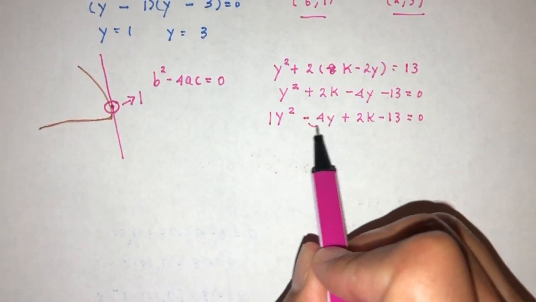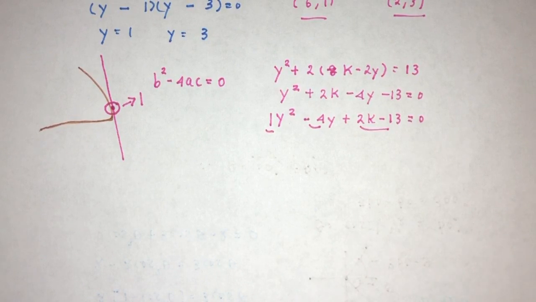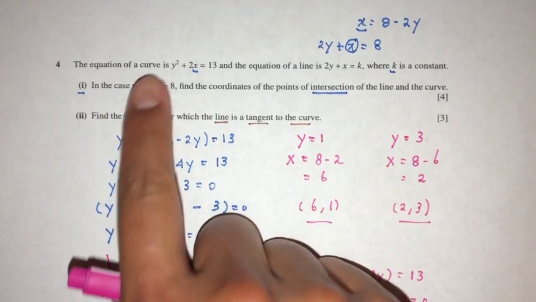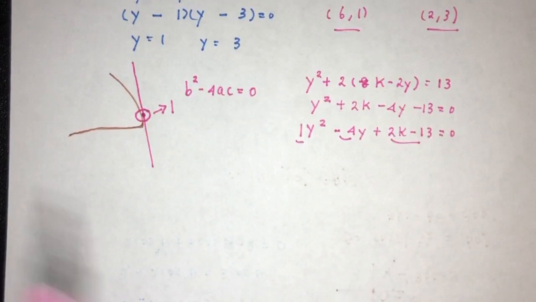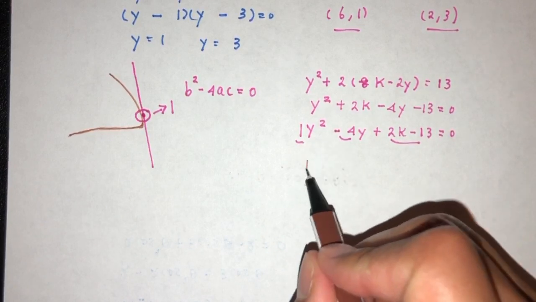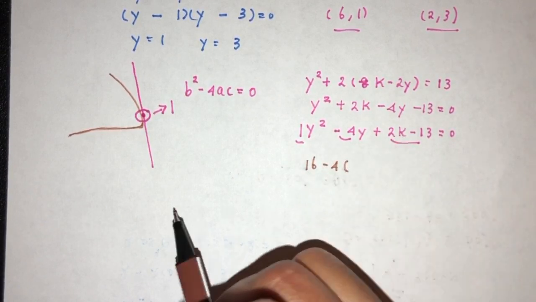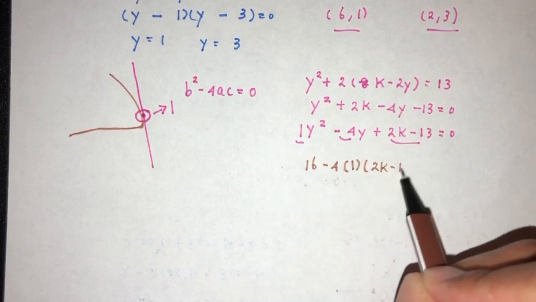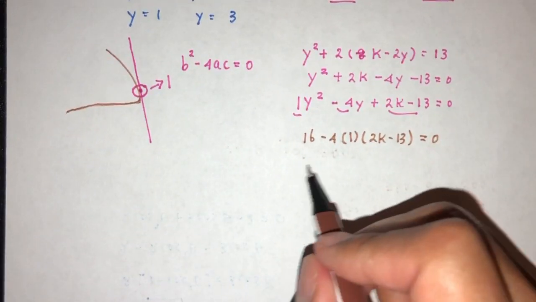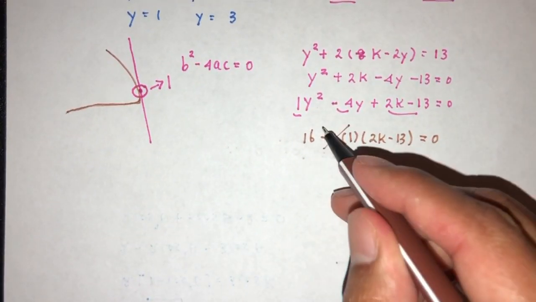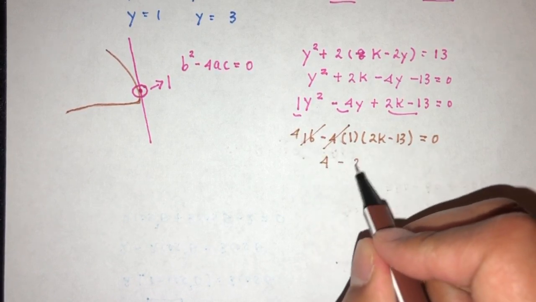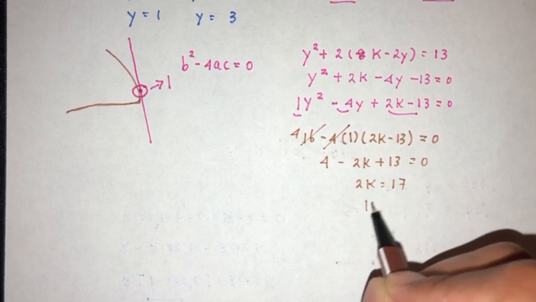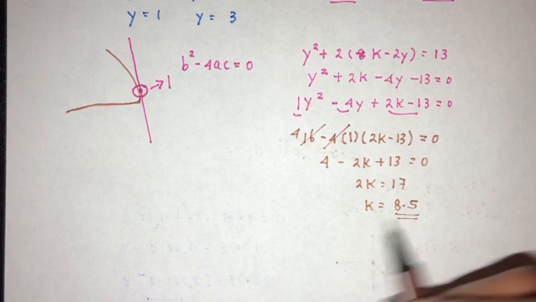Here we have 1, minus 4, and this. So again, you can use y as well if you want to, or you can go back and replace y here and have it in x. It is up to you. So here we have b squared, that will be 16 minus 4 times a, which is this one, and times c, has to be 0. That will be divided by 4, so this cancels out, this will be 4. So 4 minus 2k plus 13 will be 0. So 2k will be 17, so k will be 8.5. So the value of k will be 8.5.